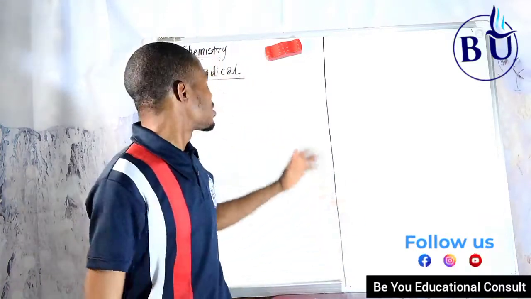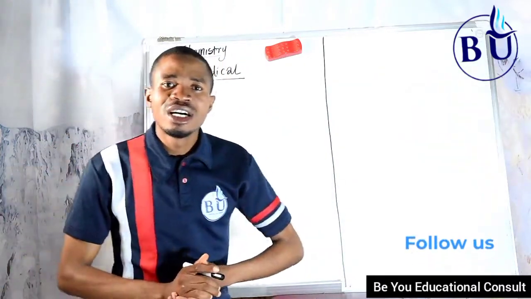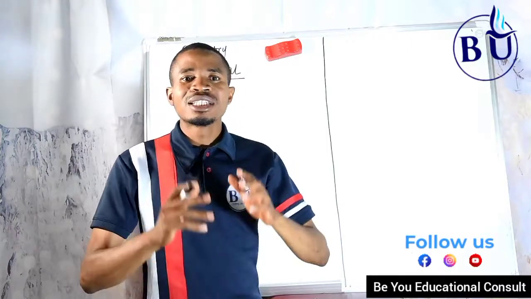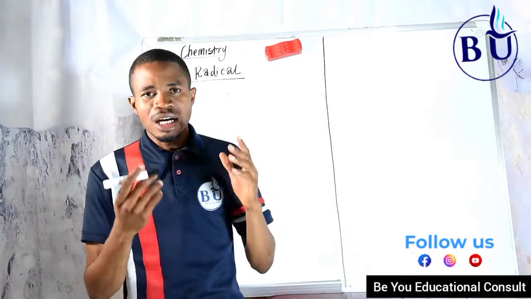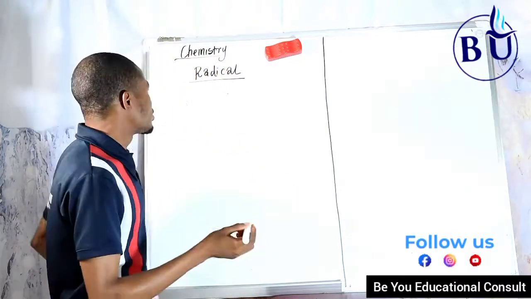Today I'm going to be talking about radicals. What is a radical? A radical is two or more elements acting as one entity. That's what we call a radical.